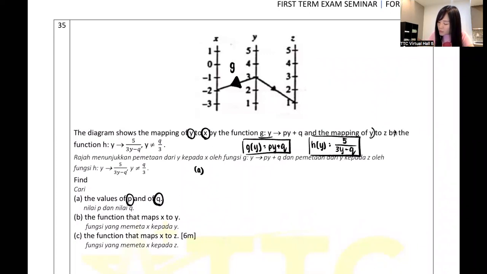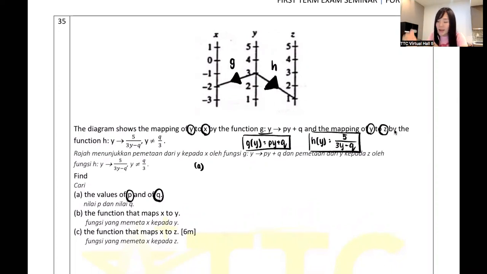Next one, y to z by the function h. So y goes to z by function h. Okay, so far like that. So with this, now we can start to write. Listen, I put color for you. Can you see this color? Good. Can you see the starting is 3?